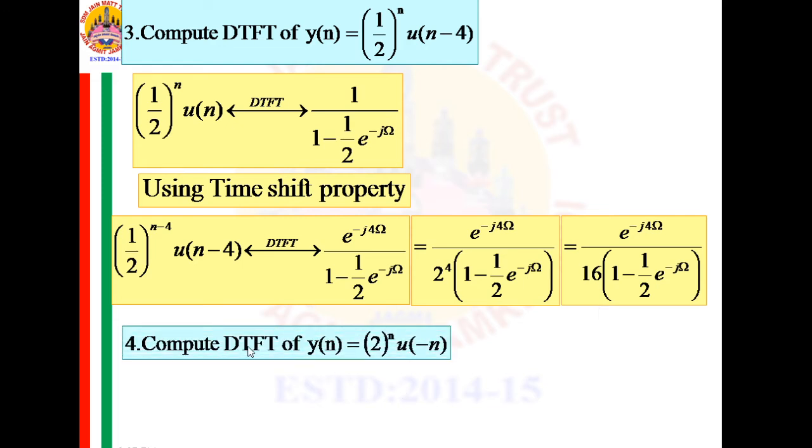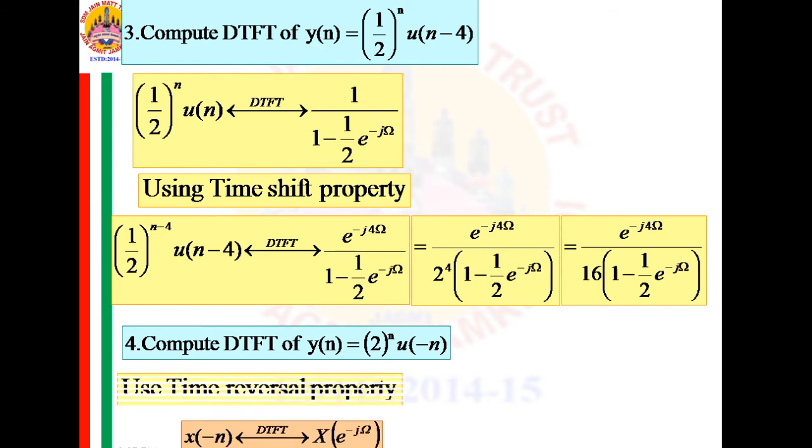Now, what is the DTFT of y[n] equal to 2 raised to n u of minus n? With these 3 examples, you might be using a little bit of your brains on how to use the properties. So, here it is sure that you have to use the time reversal property. Can you guess what the answer is?